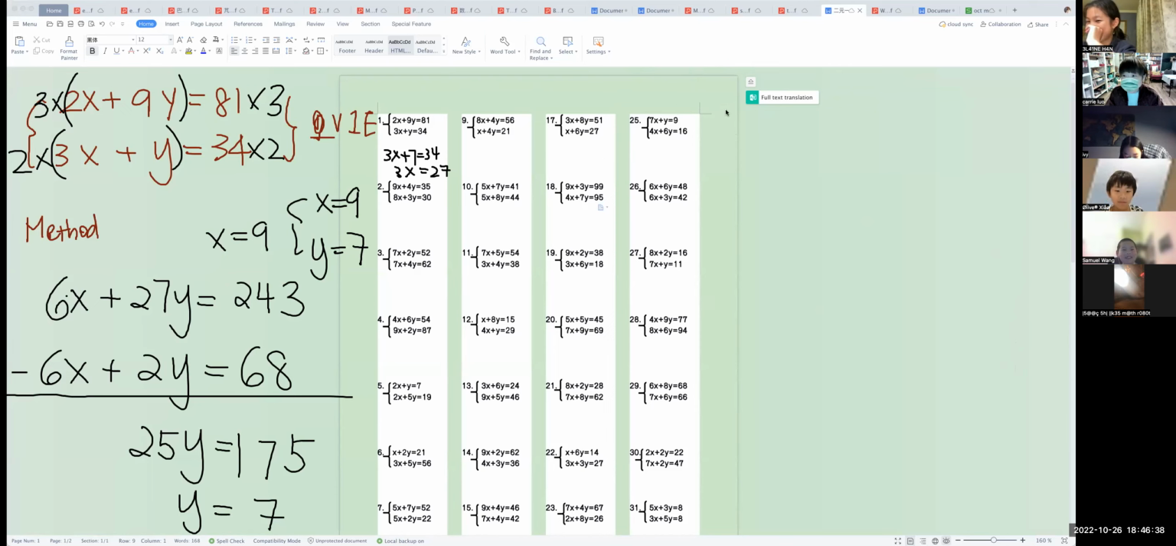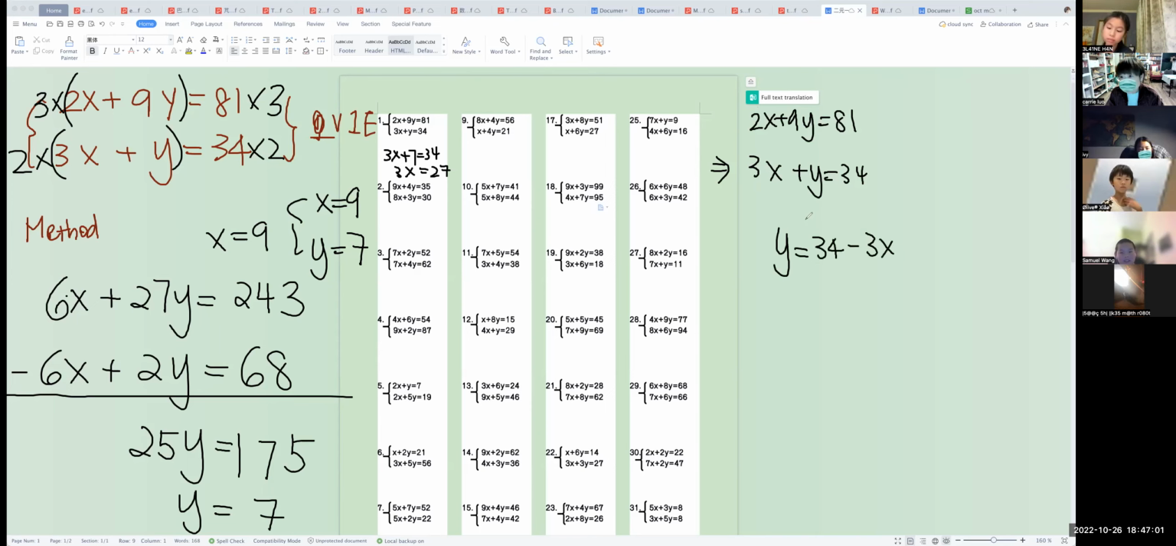Okay, so everybody, do you get it? So the first one, do you get it? How to do this? Okay, so of course we have another way of doing that because we have 2x plus 9y equals 81 and 3x plus y equals 34. So from the second one, y equals 34 minus 3x. Correct, Oliver? So we can just put this back into the equation first. So 2x plus 9 times (34 minus 3x) equals 81.